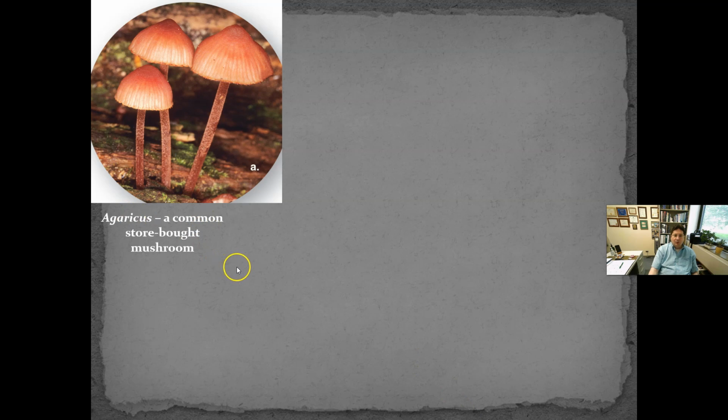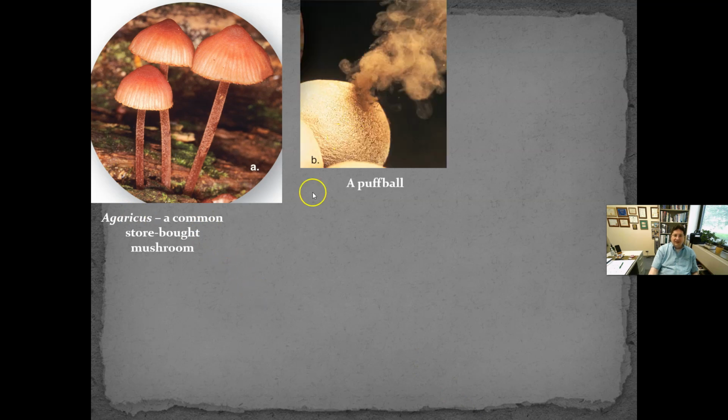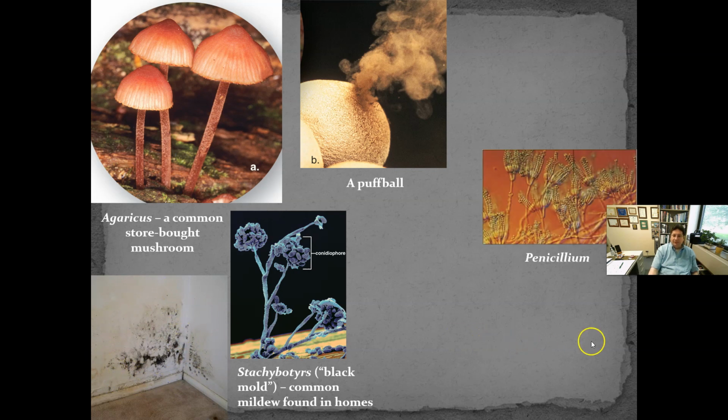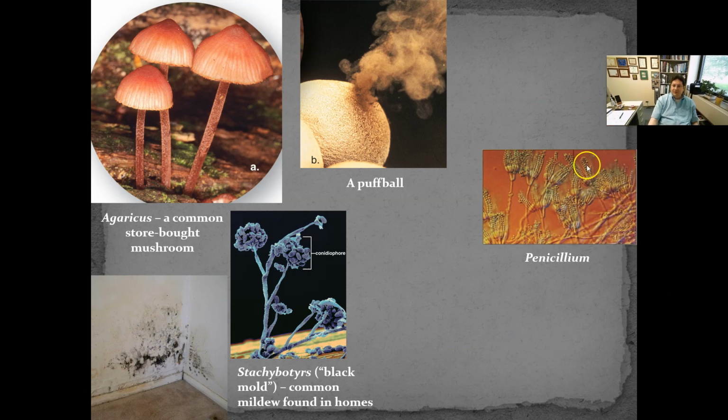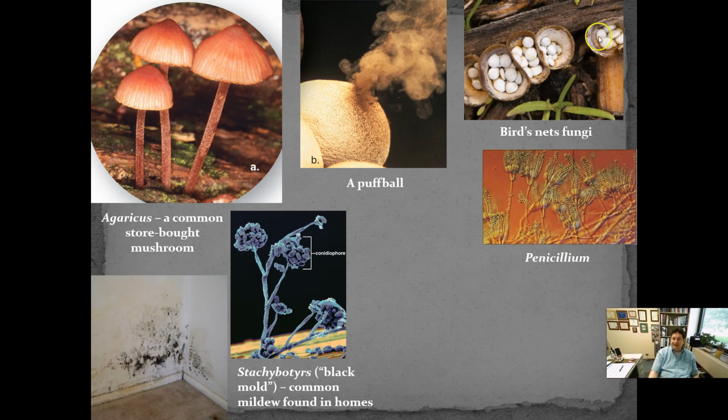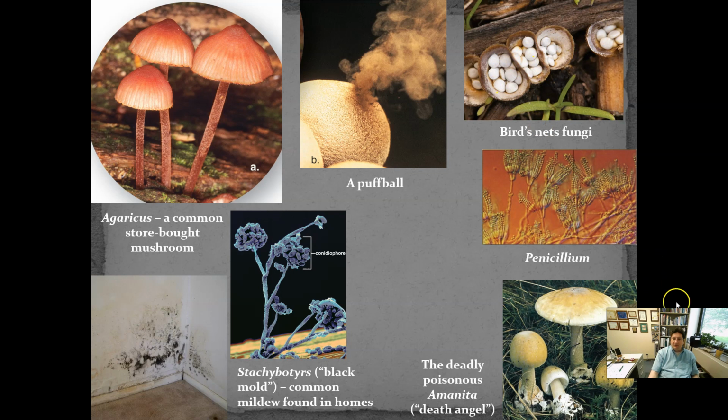Agaricus, a common store-bought mushroom. Again, that puffball. This one here is known as black mold, which is a common mildew found in homes. That's bad news. You've got to get experts in to do mold mitigation, because that is not good for your house. Penicillium is the fungus we make penicillin from. This is called bird's nest fungi, and I think you can see why.